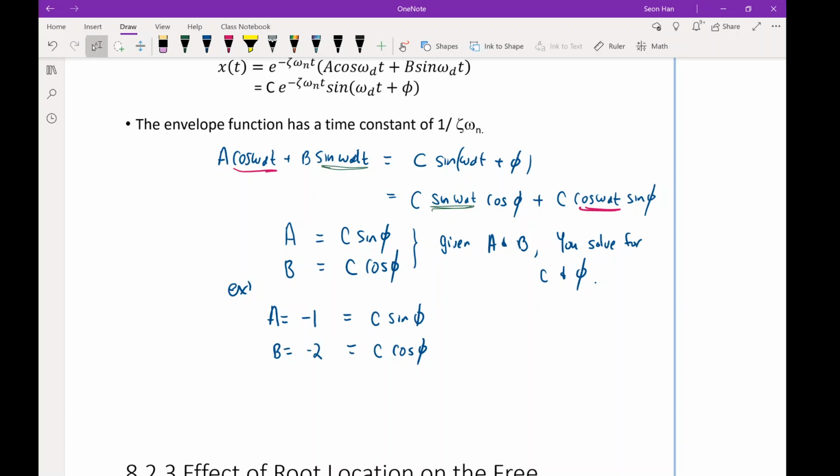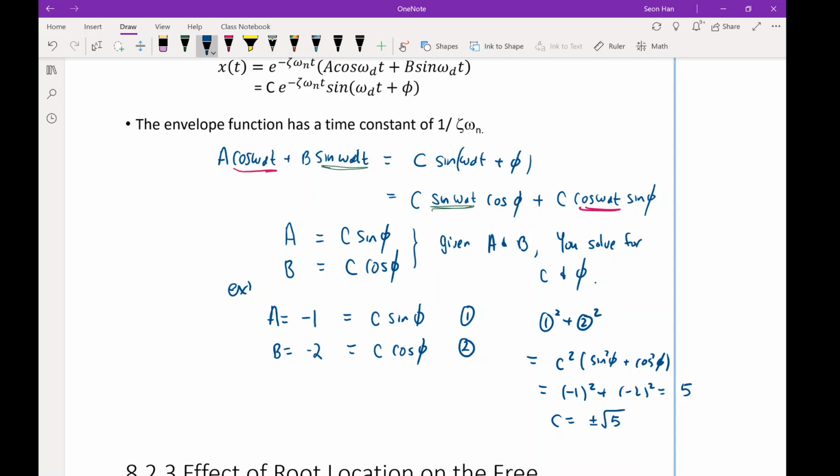So how to find C and phi? This is equation 1, this is equation 2. Why don't I just do 1 squared plus 2 squared? You should get C squared times sine squared plus cosine squared, which is 1. The right hand side is -1 squared plus -2 squared, which is 5. So C is either positive square root of 5 or negative square root of 5. Typically we take the positive value, so C equals square root of 5.